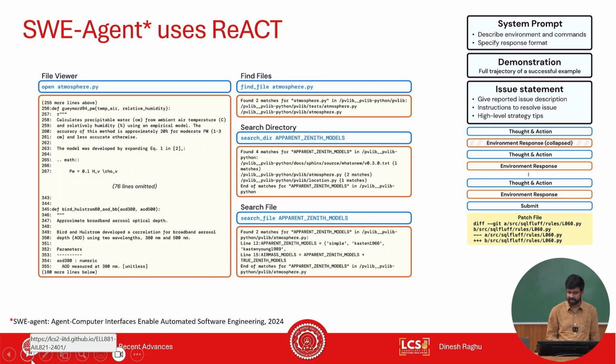So some examples of actions and responses are: open this file name. So rather than opening the entire file, it will tell you that I'm opening this part of the file where there are 255 more lines on top. This is the file that I've given you, and there are some more lines at the bottom. Now you decide whether you want to scroll up or scroll down, right? And there are some other things like find file, search in a directory, and things like that.